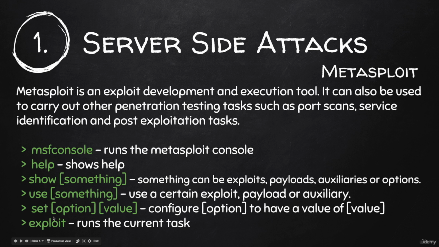Then you can use the set command to set specific options for the exploit. For example, if you wanted to set the IP address of your target, you set the IP and then you put the value of the IP that you want to set it to. And then at the end, once you finish configuring your exploit, you can type in exploit to execute that exploit. Now, I know this might look a bit vague, but once I use it, it's going to become very clear to you. And we're going to be using these commands a lot, so they're going to become very easy and simple to use.